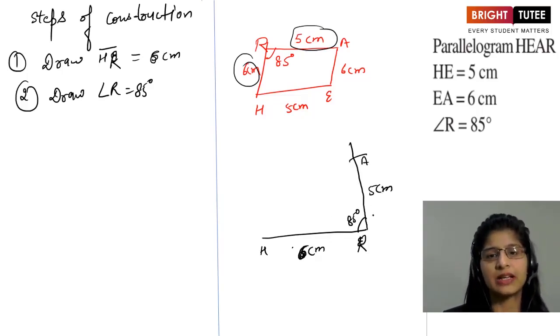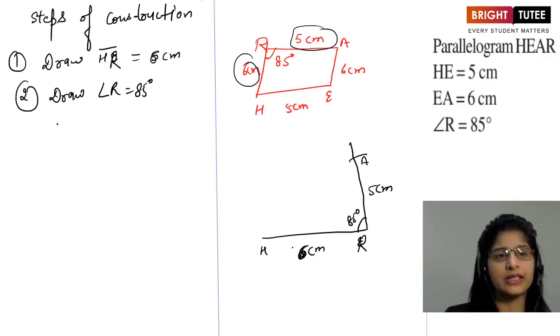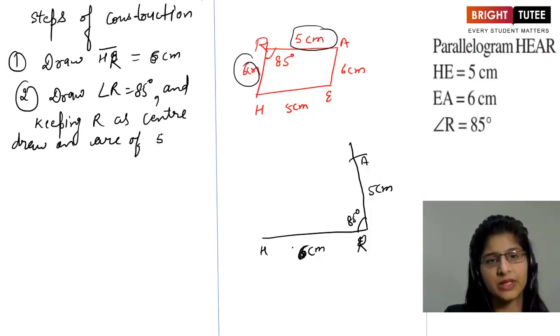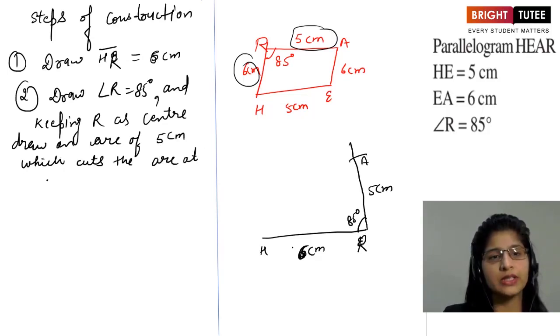Clear? So this is our RA, and just see, here only we can write, taking R as center, draw an arc of 5 centimeter, right, which cuts the ray at point A.